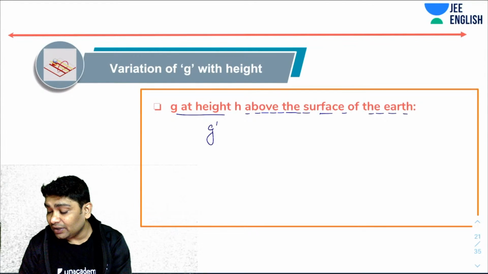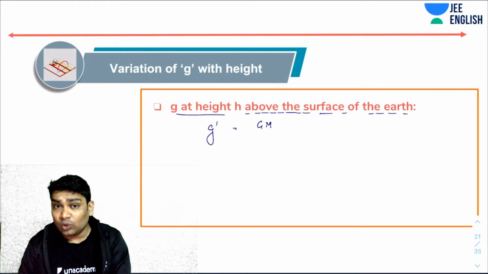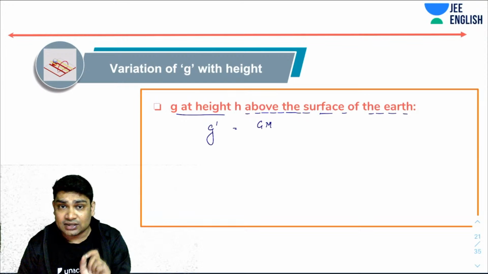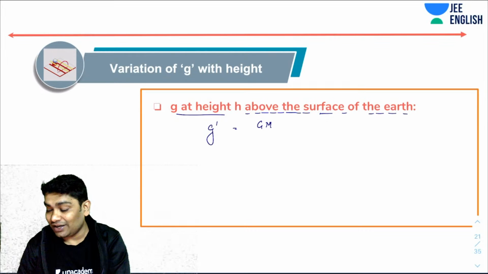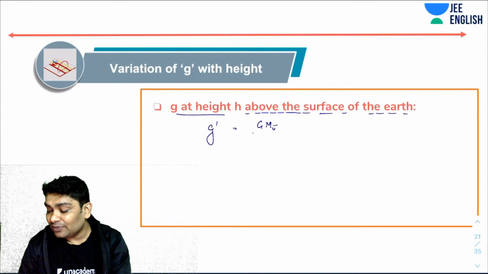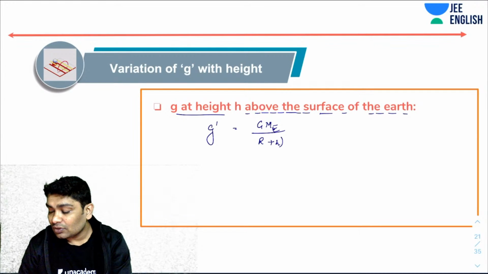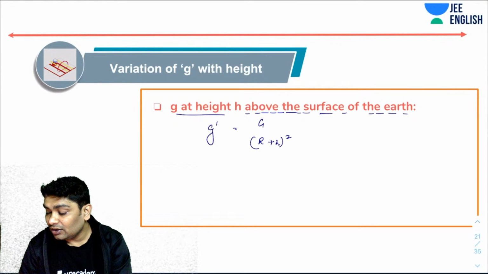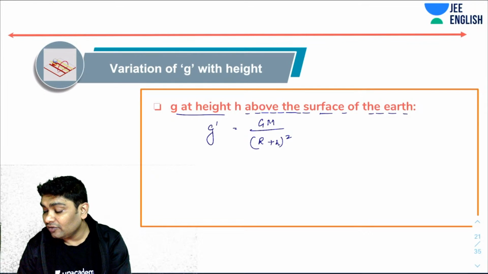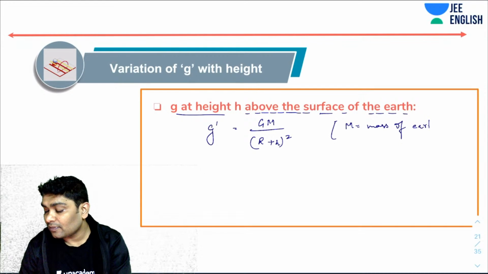So g dash would be GM, again we are only referring to the magnitude. That's why I'm not writing the minus sign, because we do not usually talk about the direction. We know direction is vertically downwards. Okay, so G times the mass of Earth over the total distance, which would become R plus h, squared. Let's assume capital M is the mass of Earth only, I don't need to write E again and again. Where capital M equals mass of Earth and R equals radius of Earth. So this is the formula.